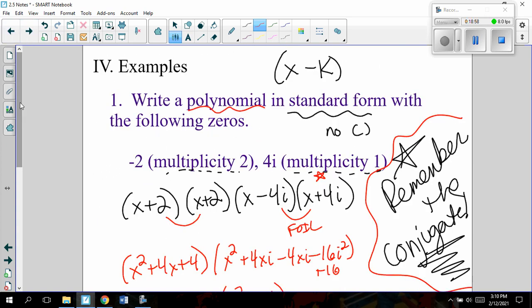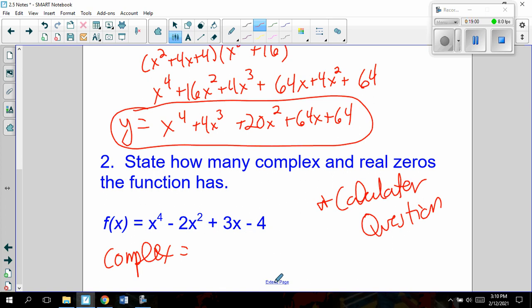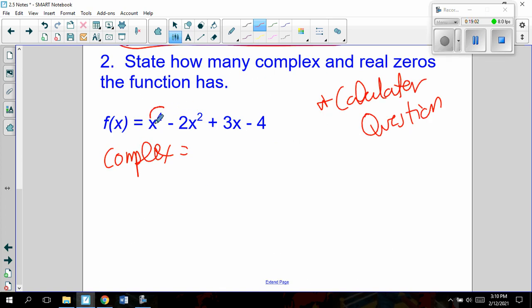And so when I look at this, my degree is 4, because that's the highest power and there's nothing multiplying. So you have 4 complex zeros. So I'm just going to write that. This is the degree. That's where that number came from. So that I would expect without a calculator.